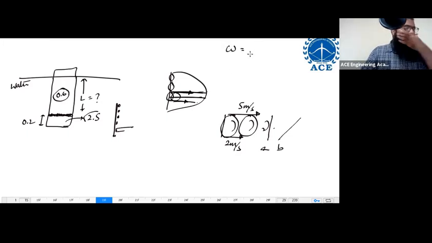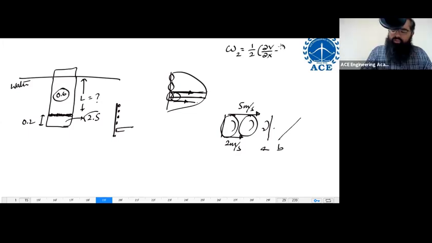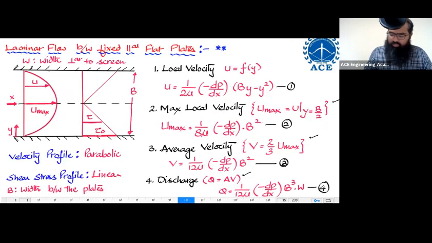What is the formula for omega about z-axis? Remember omega about z-axis? No, sir. 1 by 2 (dou v upon dou x minus dou u upon dou y). V is not defined over here. Only u is defined. Is u having a variation with respect to y? See, minus dou u by dou y is actually equal to dou u by dou r. How is it so?